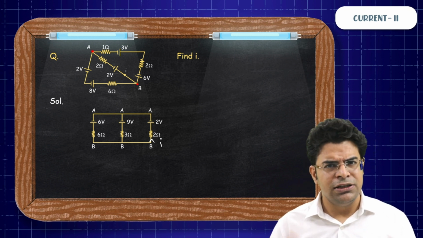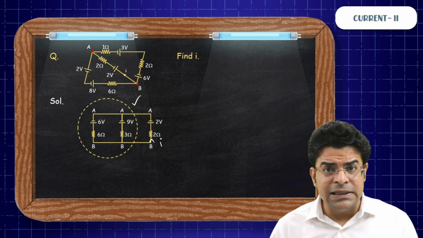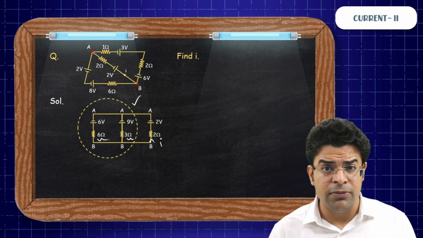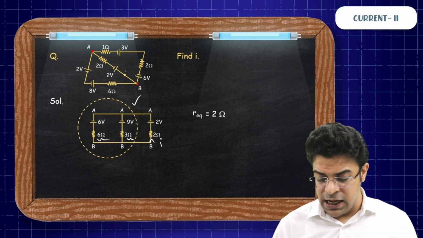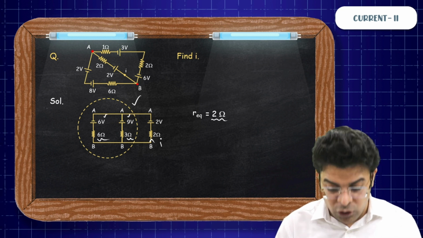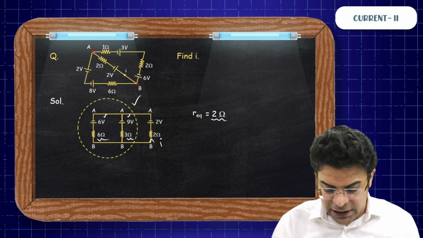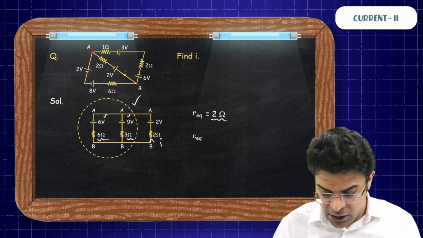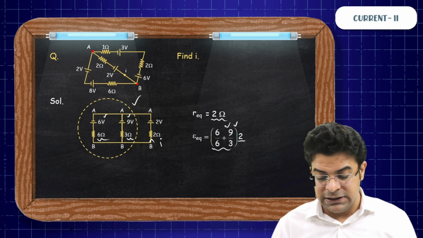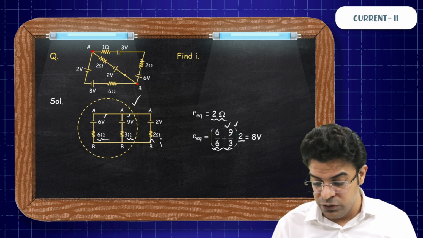What to do? So now we know you are going to combine these two. When you combine these two, what will be the R equivalent? 6 into 3 upon 6 plus 3, 18 by 9, which is 2 ohm. So you'll say R equivalent is 2 ohm. And what will be the E equivalent? Be cautious about polarity. Both of them want lower side B to be higher. So you will say E equivalent will be 6 by 6 plus 9 by 3, into the R equivalent, which is 2. 6 by 6 gives you 1, 9 by 3 gives you 3, 1 plus 3 gives you 4, 4 into 2 you get 8 volt.